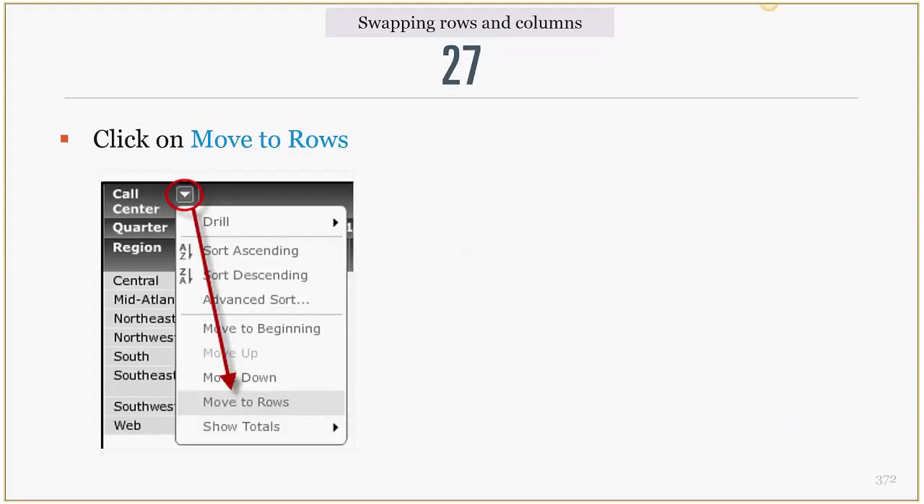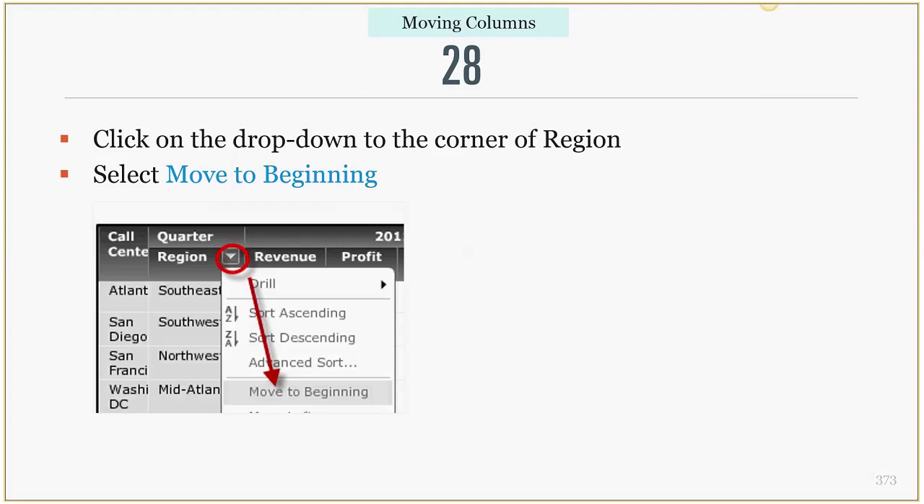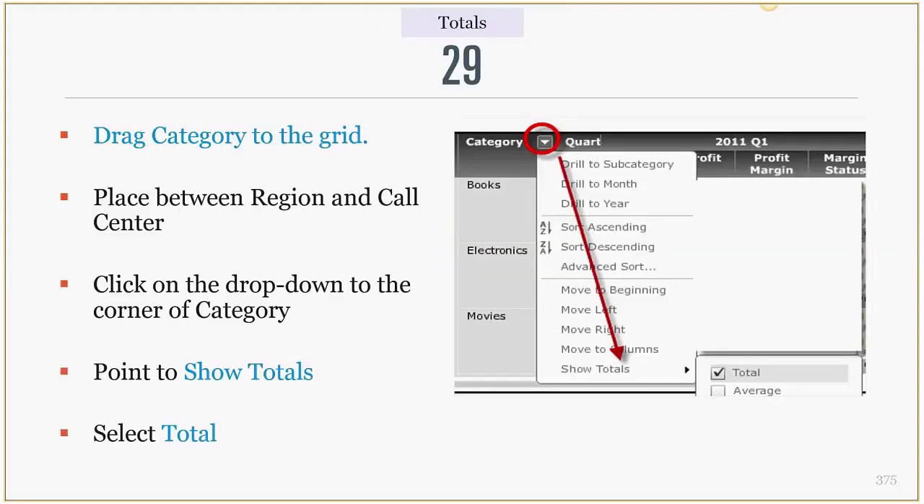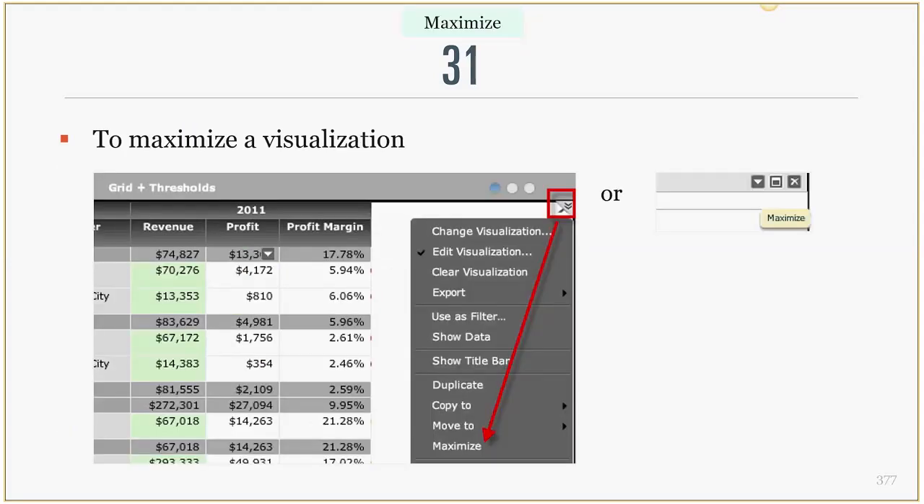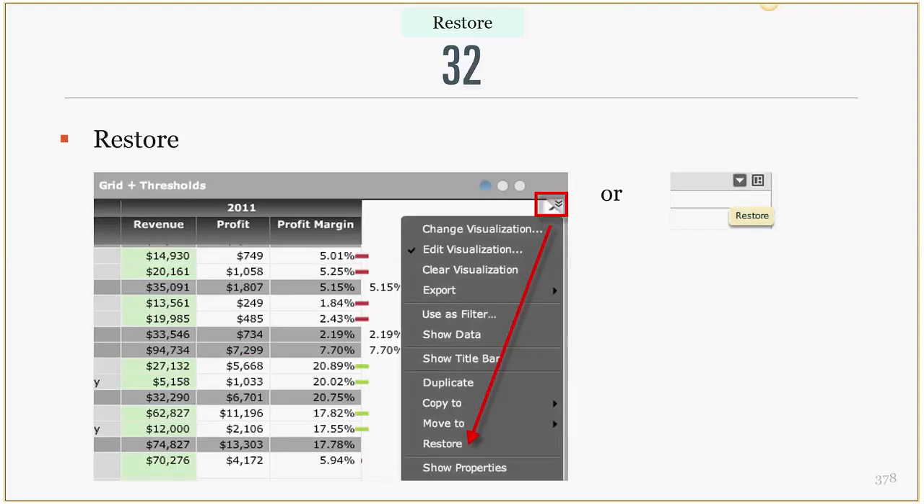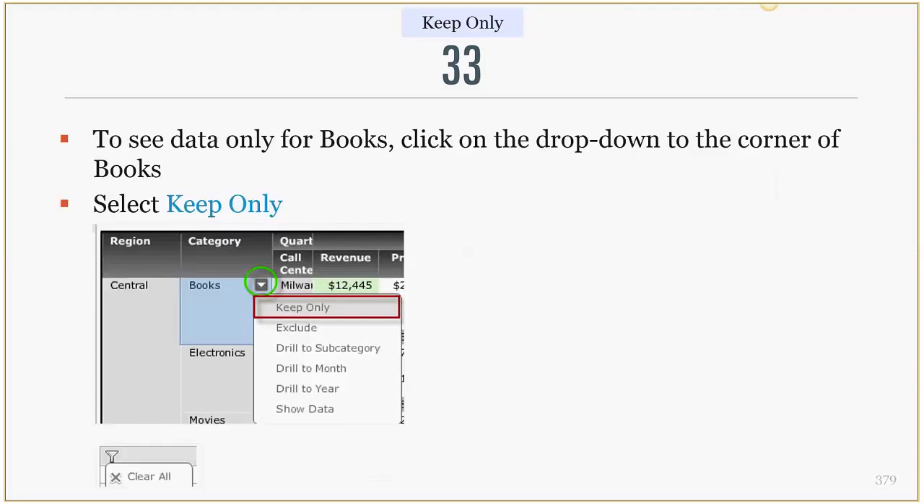This is again the same thing, moving to rows, moving to columns, and then moving to the beginning or moving to the right or to the left. Then we also have seen how to do totals. We saw the totals for a category that was there on the grid, but it didn't have totals, and then we added region and we saw how to get totals for that. We looked at maximizing a visualization and restoring that maximization.